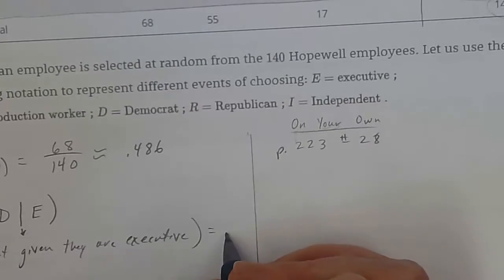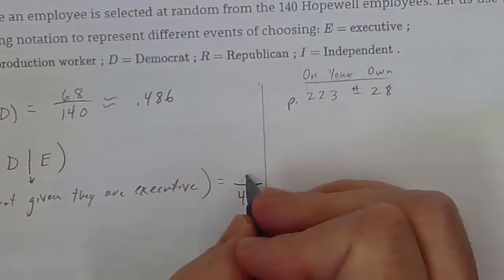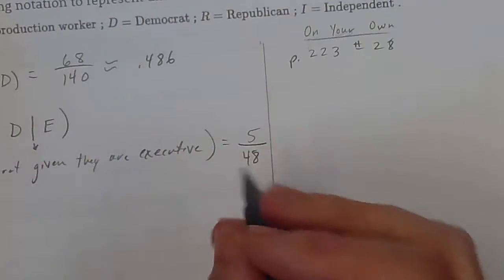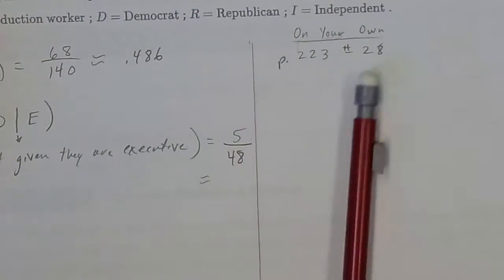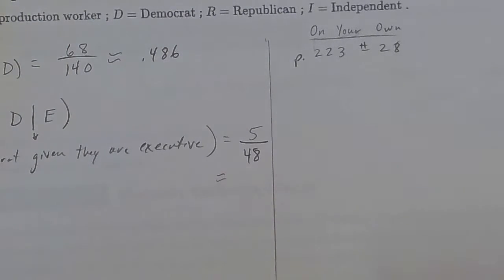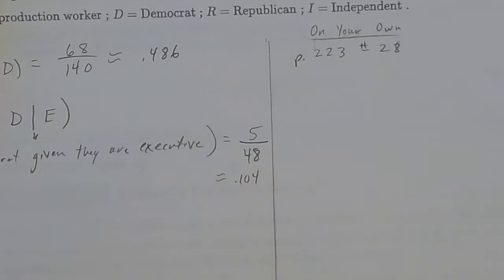Given they're executive, well, there's only 48 executives. How many of them were Democrat? The table says 5. Okay, which is squeezing the decimal form here. I'm making a line here because I want you guys to try one here in a moment. So that's why I'm creating that space there. Okay, so 5 divided by 48, we end up with about 10% chance, about 0.104.